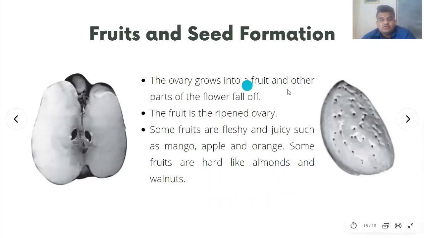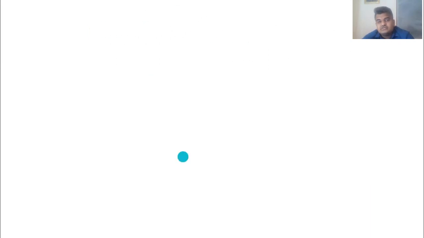The ovary grows into a fruit and other parts of the flower follow. This is the ovary we have already studied. The fruit is the ripened ovary, we can say matured ovary. Some fruits are fleshy and juicy, such as mango, apple and orange, while some fruits are hard, like almond and walnuts. That's a very easy topic, fruit and seed formation.